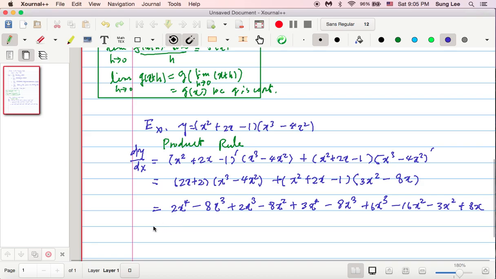Let's put like terms together and then simplify. The x to the power 4 term, these two guys together give 5x to the power 4. For the cubic term, I have negative 8x cubed plus 2x cubed together, negative 6x cubed. Here, these two, negative 2x cubed. So negative 8x cubed.